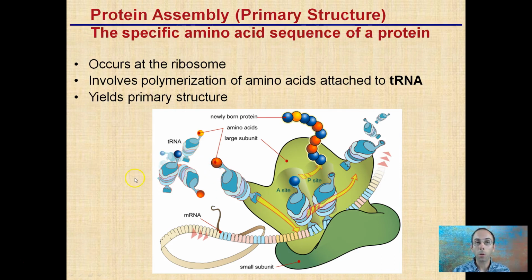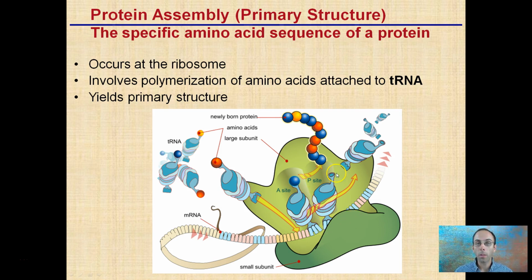So starting with the basics, protein assembly, the primary structure. The specific sequence of amino acids is what's going to form a protein. So we're looking here at a ribosome. This occurs in the cell, and this is cytosol. And this involves polymerization of amino acids attached to the tRNA. So here's our messenger RNA here, encoding for the sequence.